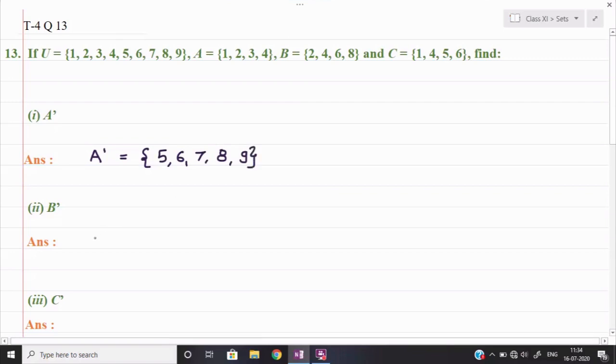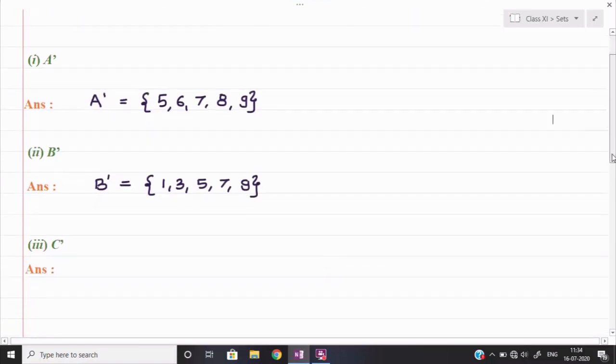Similarly, look at the value of B dash. In the case of B dash, we shall subtract the elements of B from U. So 2, 4, 6 and 8 if I leave out, then the remaining is 1, 3, 5, 7 and then 9. In a similar way, please find the value of C dash on your own. I will see some more remaining parts.